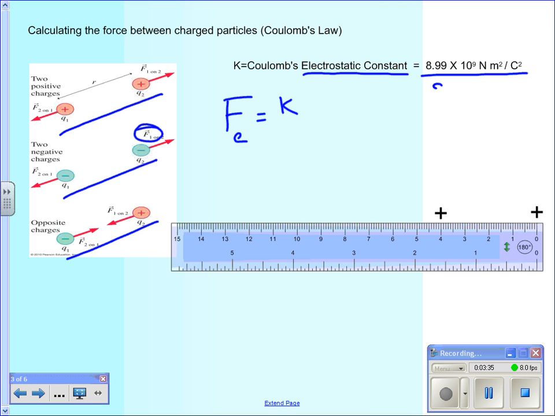We can usually get away with just rounding that to 9 times 10 to the 9. 9 billion units, Newton meters squared per Coulomb squared.